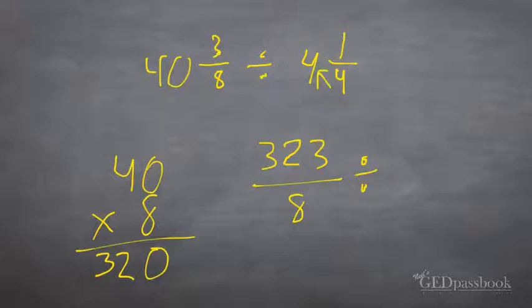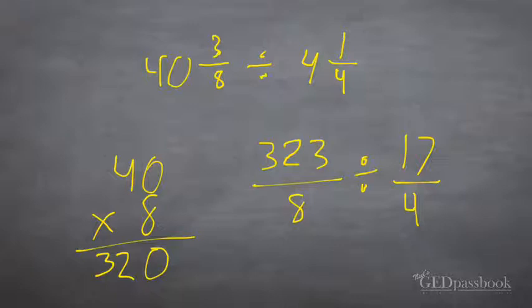What's 4 times 4? 16. Plus 1, 17 over 4. Okay, this is a division problem, right? So, what do we do? We flip it and then multiply. Flip your second fraction and make it into a multiplication problem. Yes, we're trying to find the product after we flip it.